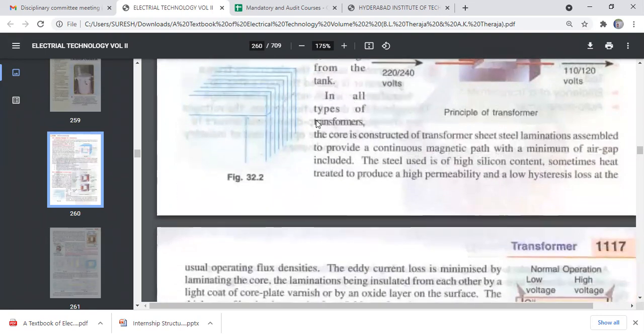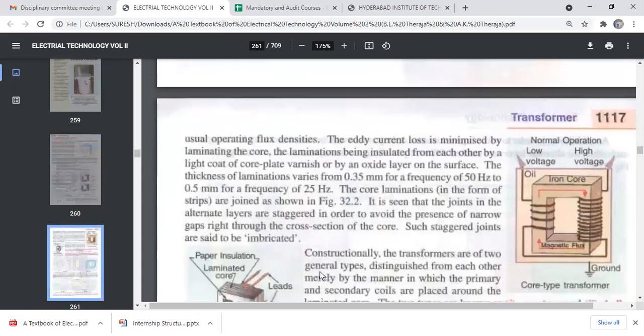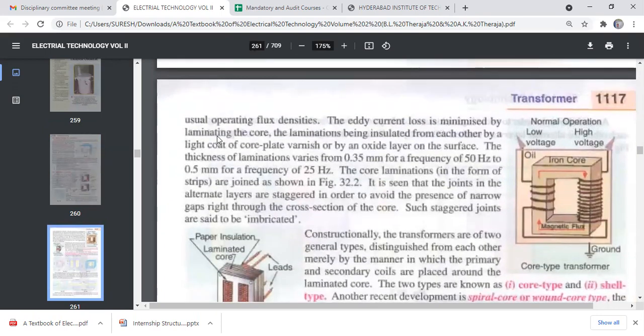Now see the second paragraph. In all types of transformers, the core is constructed of transformer sheet steel laminations assembled to provide a continuous magnetic path with a minimum of air gap included. Steel used is high silicon content, sometimes heat treated to produce high permeability and low hysteresis loss. Okay, this is also not necessary.